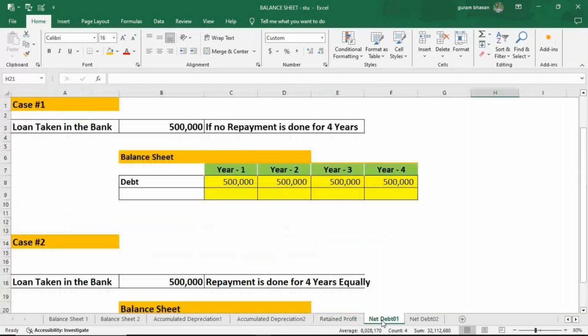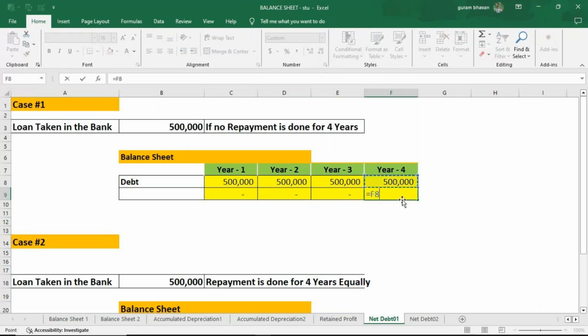Okay, next coming to net debt. Loan taken in the bank, 5 lakh rupees. If no repayment is done in the year, the amount is going to remain the same, isn't it? If I am not paying any amount in the first year, second year, or third year, the amount is going to remain the same. It is not going to get cleared, isn't it?